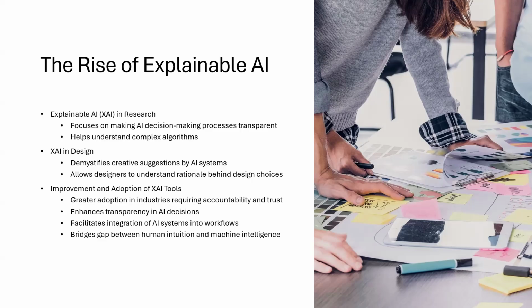This improves the adoption of XAI tools. You are able to apply them in a lot of industries that need accountability, right? For example, the nuclear energy industry and aerospace. If any problem happens there, it will cause a big disaster to the world. So in this case, they will be applying the XAI tools. It will enhance the transparency in AI decisions, help facilitate the AI system, and of course, at the end of the day, we're able to bridge between human and machine.